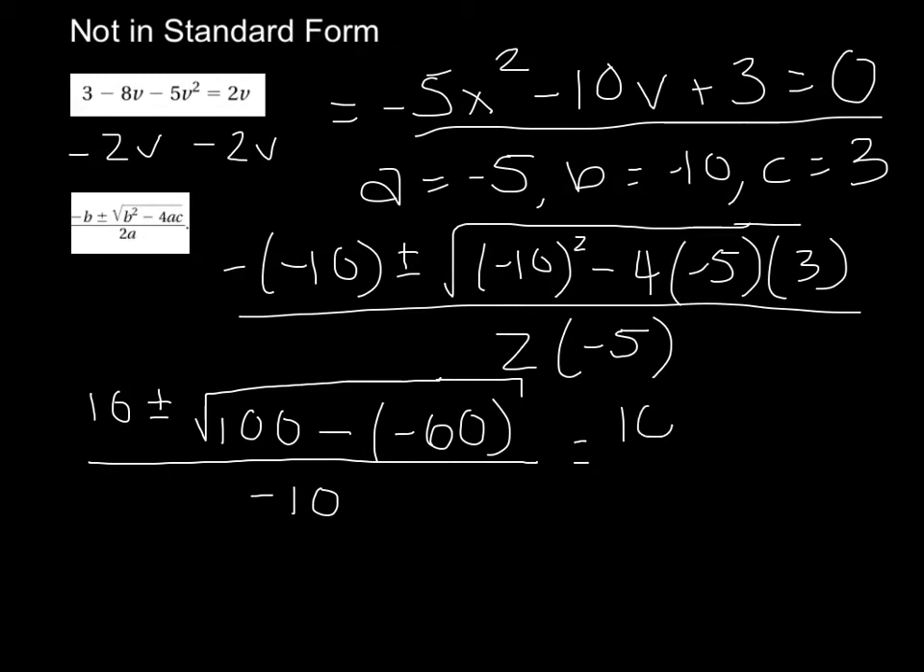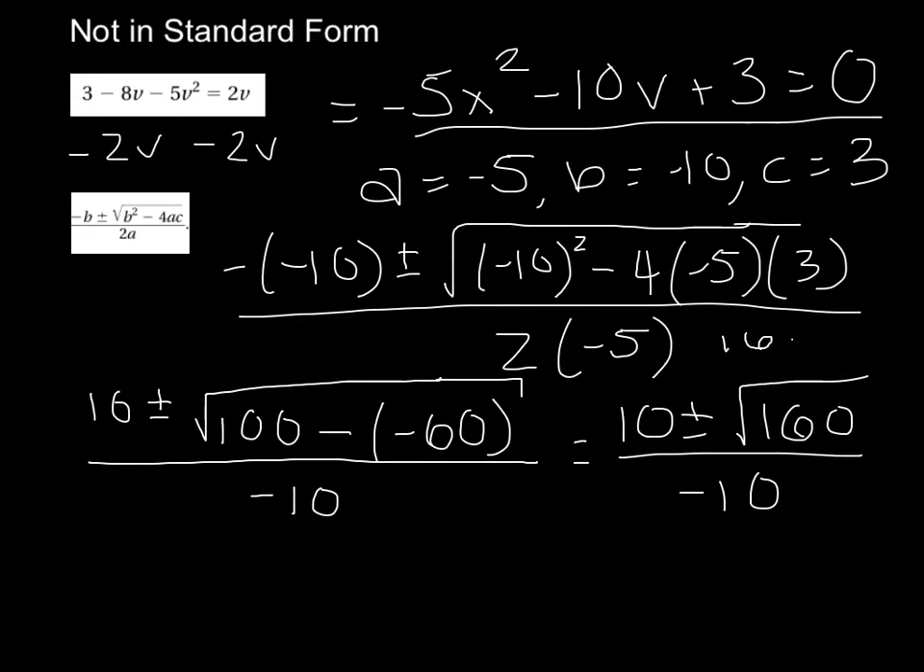We still have a 10 out front here, plus or minus. 100 minus negative 60 turns into 100 plus 60, so this is the square root of 160 all over 10. That's a negative 10. So now the next step would be to take a look at our 160 here, right underneath the radical. Can we simplify this? Well, I see a 16, and 16 is a perfect square, so let's factor out a 16, and 16 times 10 is 160. And that looks like as good as it's going to get.